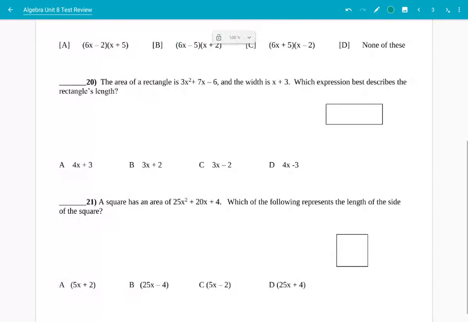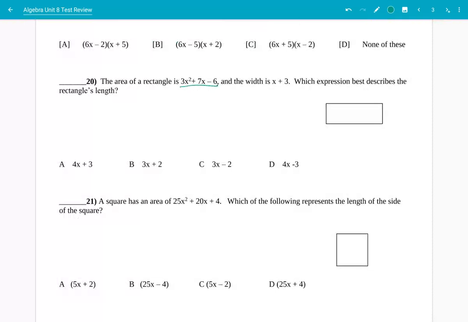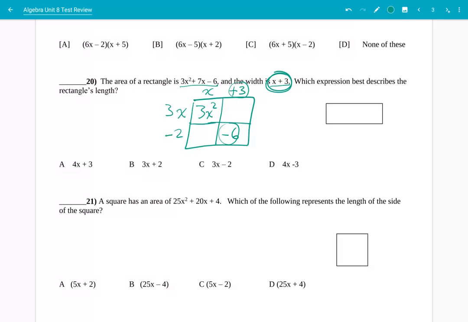Let's do this. Area of a rectangle is this, and the width is that. So let's do it the shortcut way. We've got 3x squared up here and a minus 6. I don't need to split the middle because I know that one of the factors is x plus 3. So what's the other one? Well, I know an x goes here, and you need to get to 3x. So this has to be a 3x. And then what times 3 gives me minus 6? That's a minus 2. So there's my factors. X plus 3, which they already have, and then 3x minus 2, which is C.